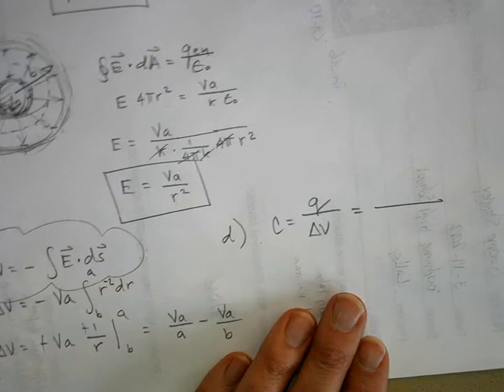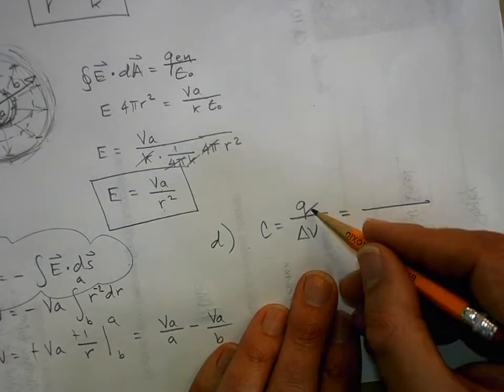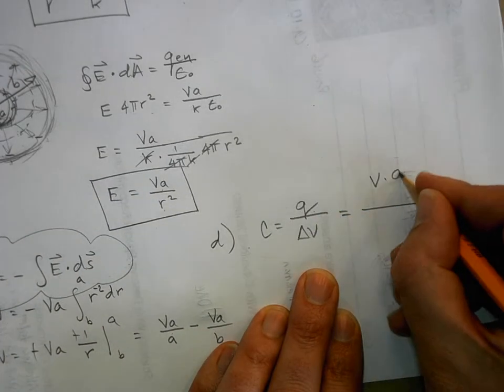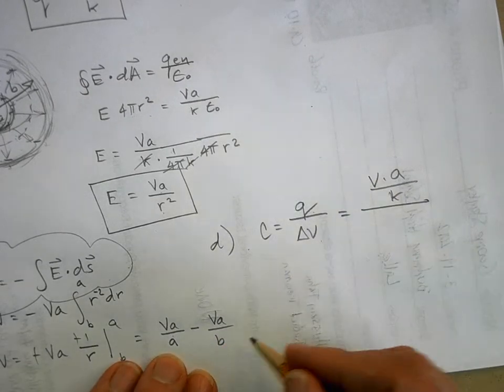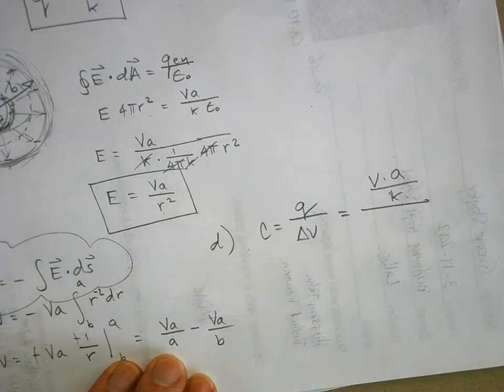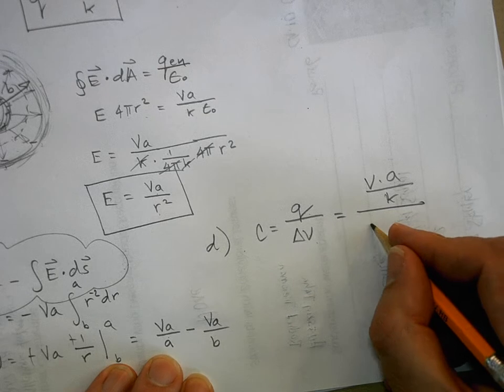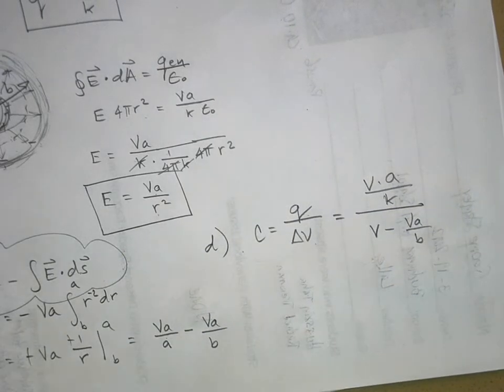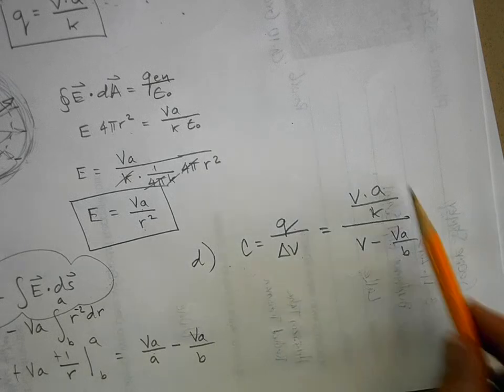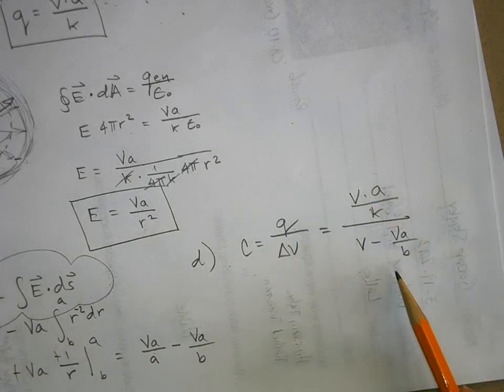Now Q is equal to VA over K, and delta V is equal to this, I don't know, I'll go V minus V sub A over B. Now you can clean that up if you want, but you did what they asked you to do. You express the capacitance in terms of the quantities and constants of nature.